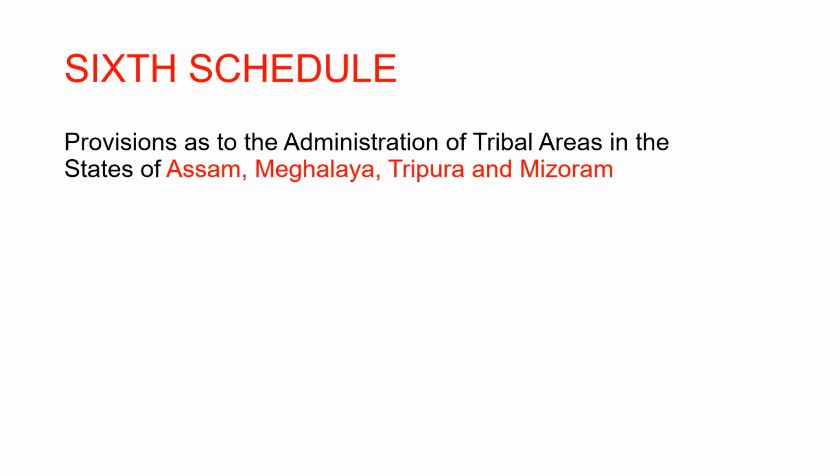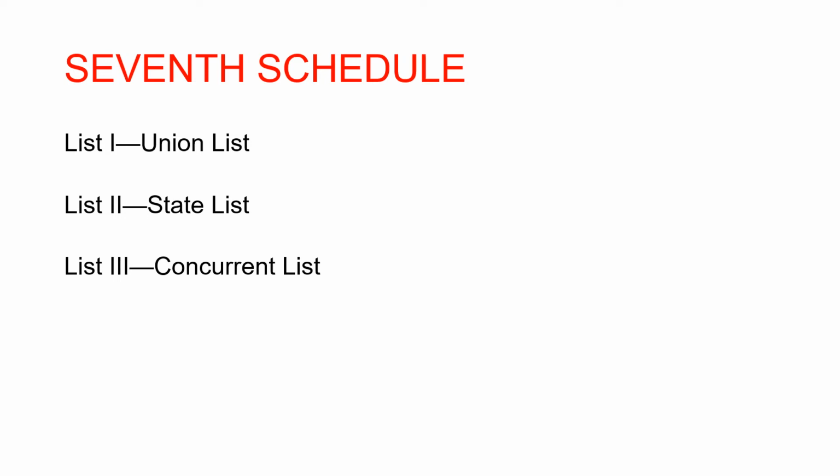Sixth schedule. Sixth schedule, provisions as to the administration of tribal areas in the states of Assam, Meghalaya, Tripura and Mizoram. Seventh schedule: list 1 is the union list, list 2 is the state list, and the third list is the concurrent list.